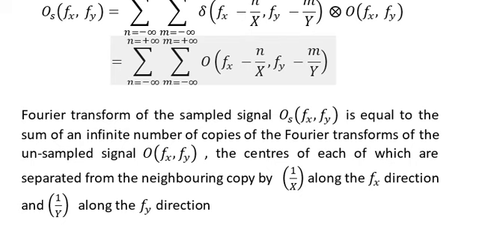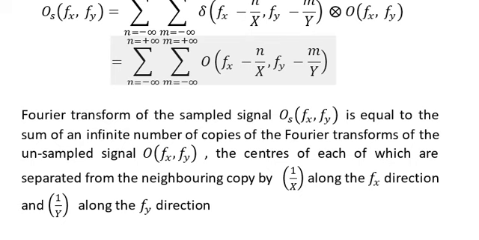But if you want to take the copy on the fx axis, then you need to put m is equal to 0. So if you put m is equal to 0 and n is equal to 1, then the first copy along the fx direction, that is the first copy on the right hand side, will be fx is equal to 1 over x and fy is equal to 0. So this is the equation.